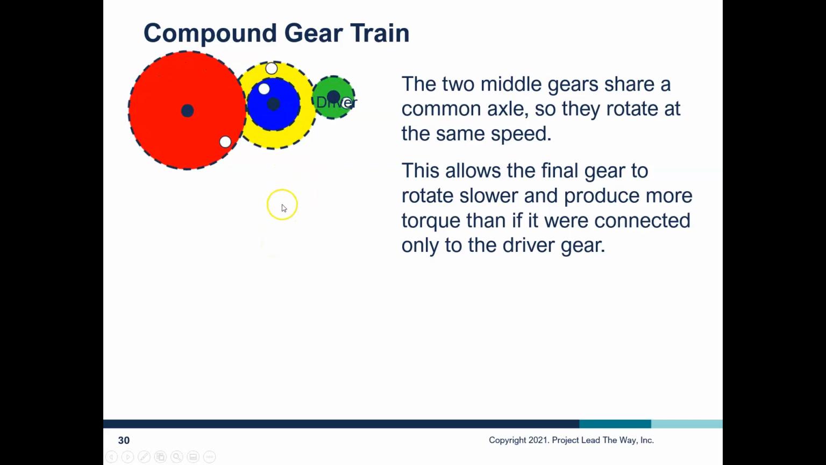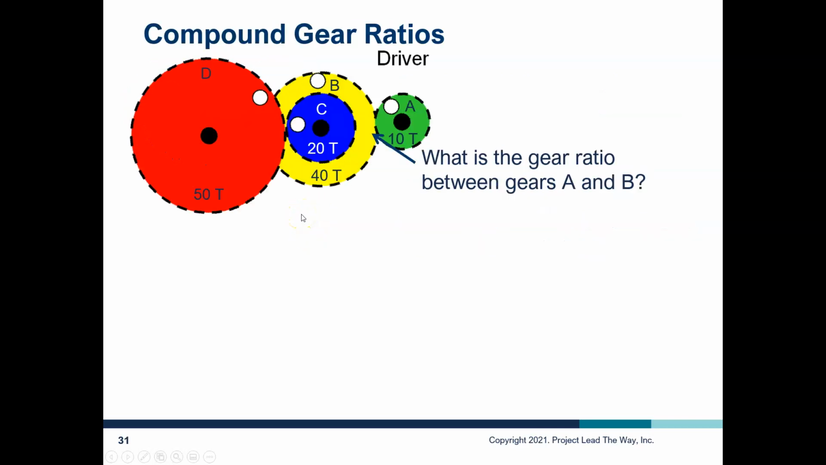And so the reason why we do this is that it allows the final gear to rotate slower and produce more torque than if it was directly connected to the driver gear. So if we had the red gear connected right to the green gear, we could actually get less torque out of that, but we want more. So we're going to incorporate this gear system here in order to give us more torque. And so we can get more torque in kind of a smaller area. We can stack these things up on each other and give us more bang for our buck, so to speak.